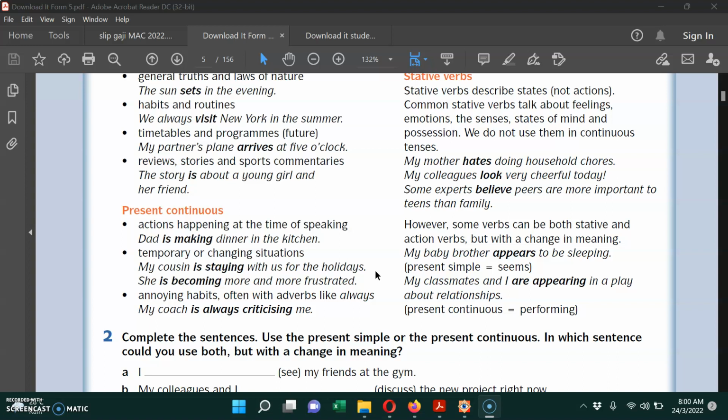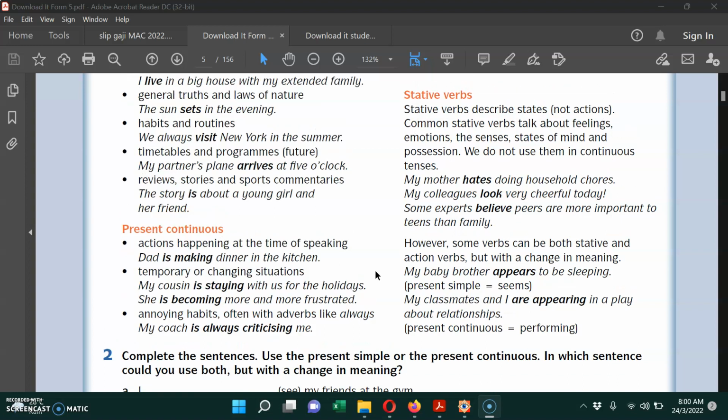Annoying habits, often with adverbs like always. Okay. Tabiat yang menjengkelkan selalunya digunakan dengan adverb seperti always. Contoh ayat, my coach is always criticizing me. Jurulatih saya selalu mengkritik saya. Jadi kalau ada always, boleh gunakan present continuous tense.